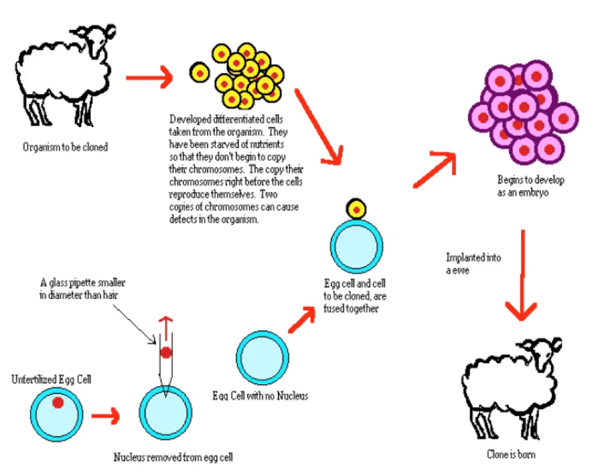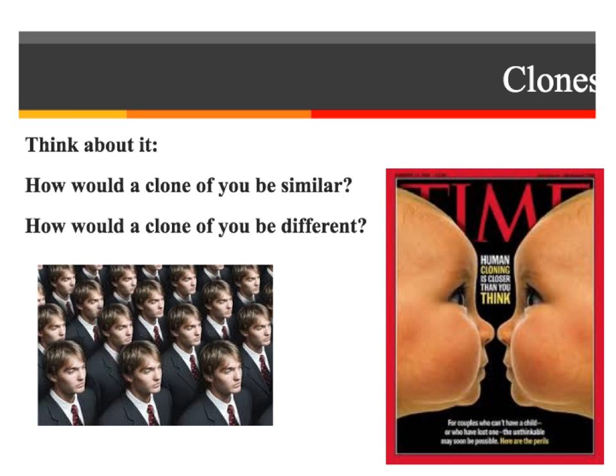As you are writing down the 5 steps of the cloning process, you can refer to this diagram to put a picture with those steps. And then something to think about, and make sure you jot down your answer. How would a clone of you be similar, and how would a clone of you be different?